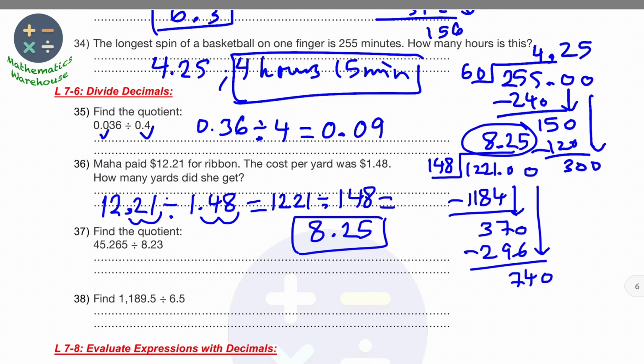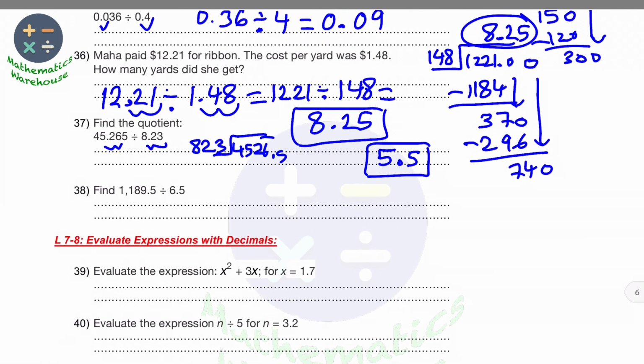Next question, find the quotient. So we have to move these 2 places and these 2 places, and now the new question would be 4526.5 divided by 823. By the same way, you would find the answer 5.5. Next question, find the quotient. So we have to multiply both of them by 10. So now it would be 11895 divided by 65.